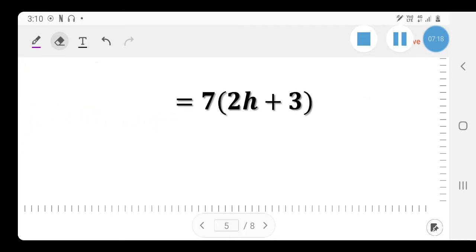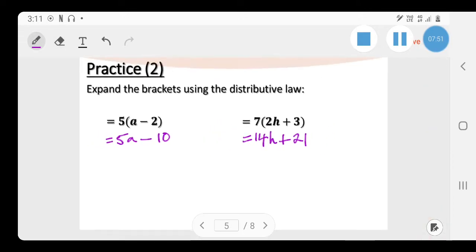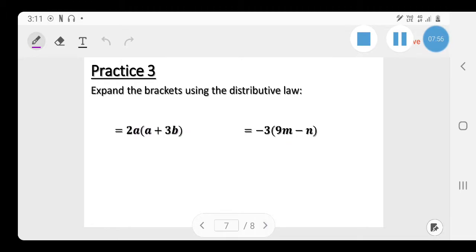Okay, what about over here? Positive 7 times positive 2h. Well, positive 7 times positive 2 is 14. And we have an h. Now, positive 7 times positive 3. 2 positives make another positive. 7 times 3 is 21. Simple. Okay, let's move on. They're the solutions.